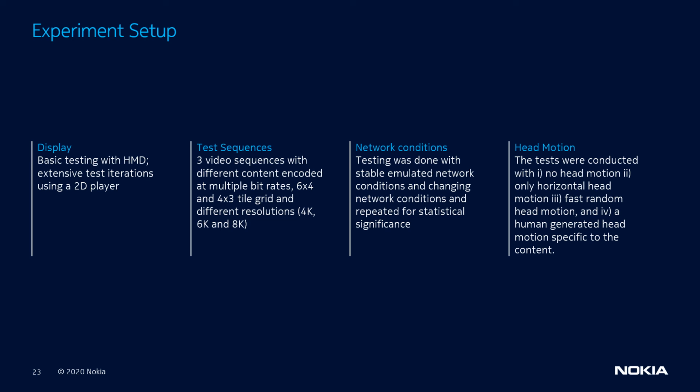We also used head motion during these tests, so we did the testing with no head motion, with only horizontal head motion at various speeds, with fast random head motion in different directions, and a human-generated head motion where we asked a user to actually view each of the content, and then we had content-specific head motion that we recorded during this viewing and then reused during our testing.